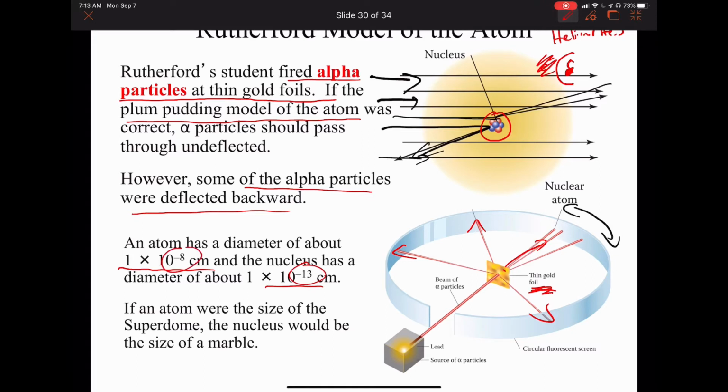So to put it in perspective, if an atom were the size of the Superdome, the nucleus would be the size of a marble. So atoms truly are mostly empty space. If our atom is this big, I wouldn't even be able to draw it, but the nucleus would be some teeny tiny, ridiculously small dot. This is the atom, and then that's the nucleus.